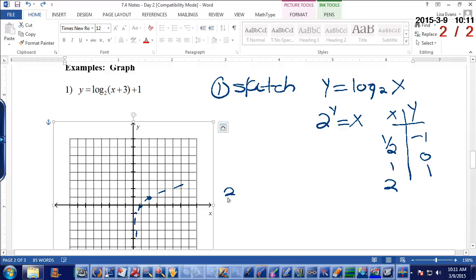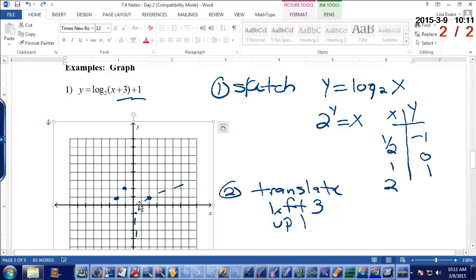Now, we're going to translate it. So when we translate it, remember it's the opposite of the h. So because it's +3, it's going to go left 3. And +1 is going to go up 1. So we're going to go left 3, up 1 every point we graphed. So left 3, 1, 2, 3, up 1. Left 3, 1, 2, 3, up 1.